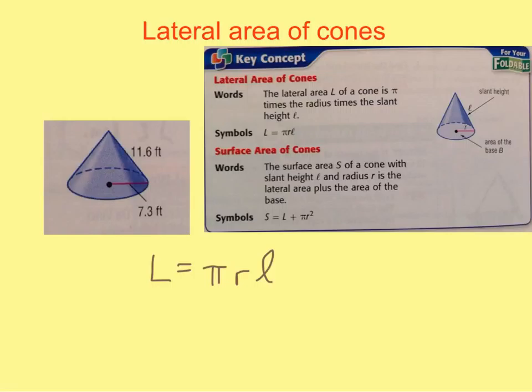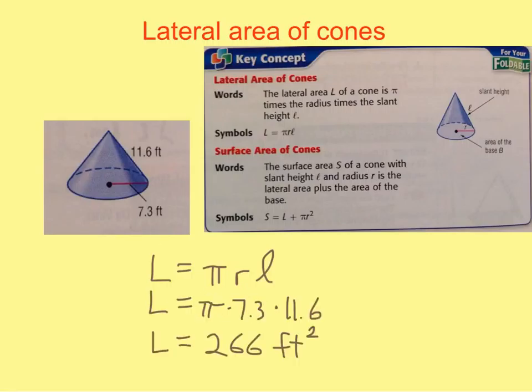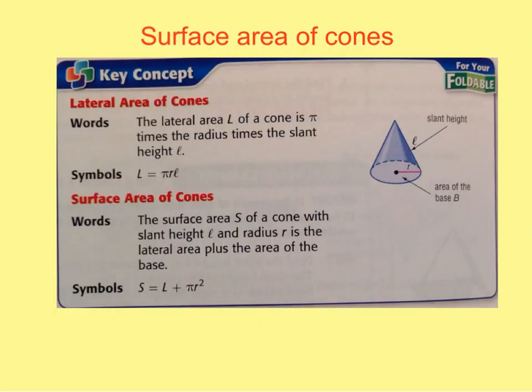Alright, let's start by finding the lateral area of the cone. The first thing I'm going to do here is plug in my formula and the numbers that belong there. And once I plug in my numbers here and I calculate them, I get the lateral area equaling 266 square feet. Now remember, if you use your pi key on your calculator, you might get a slightly different answer, but it's going to be very close to this.